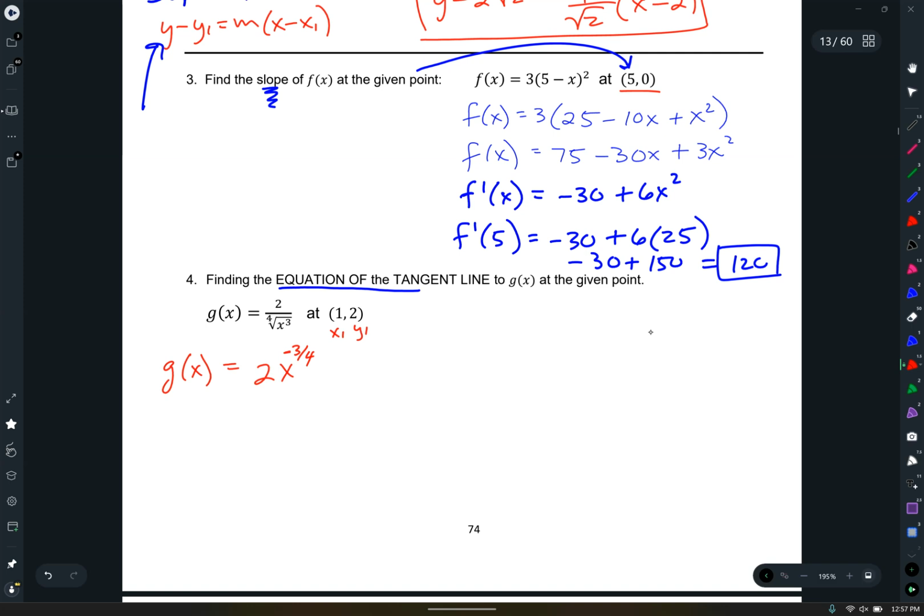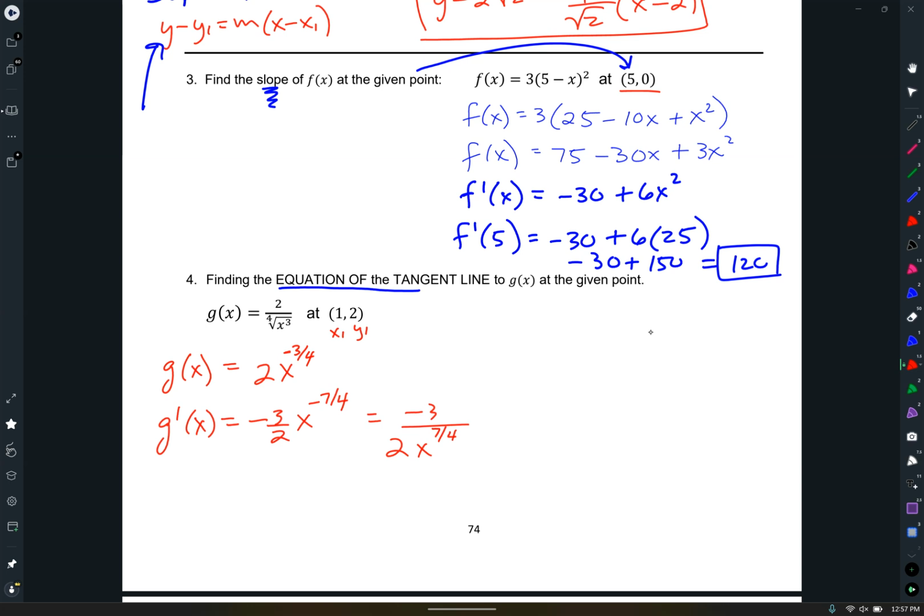Now I'm ready to do the derivative. Use good notation. So g prime of x equals, if I bring down the negative 3/4 and multiply it by 2, I'm going to have negative 6/4, which is 3/2. Keep the x, decrease the exponent by 1. If I subtract 1 from negative 3/4, I'm going to have negative 7/4, which is the same as saying negative 3 over 2 times x to the 7/4. Okay, so that's the generic derivative.